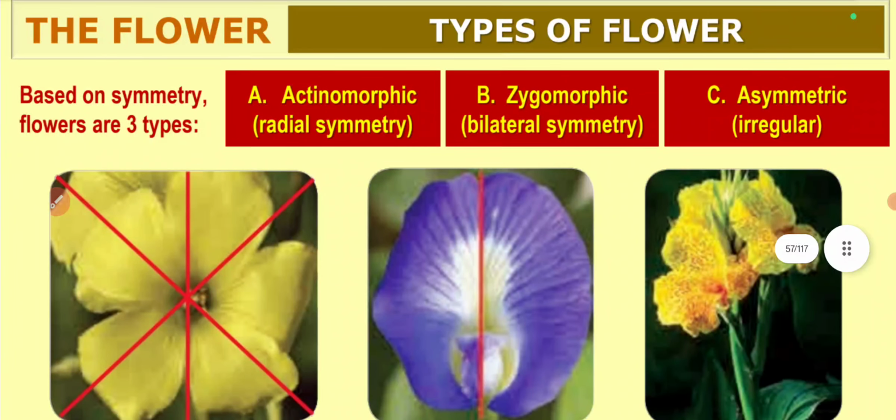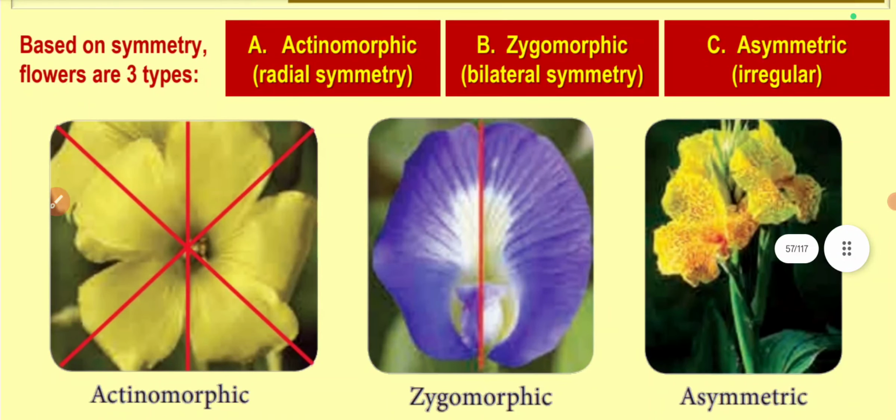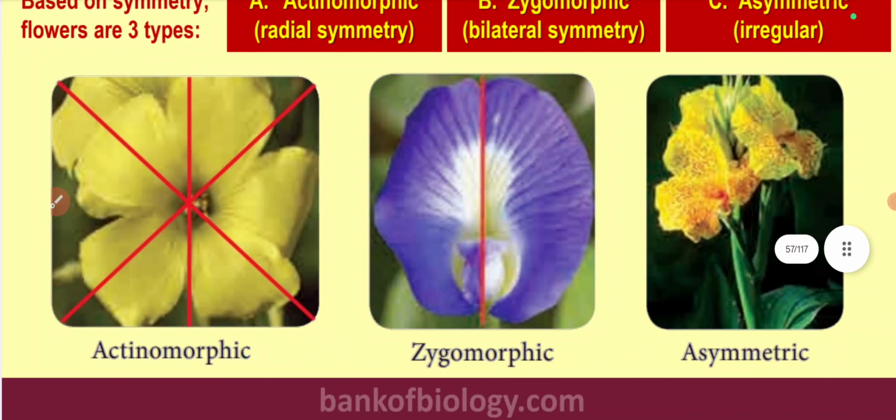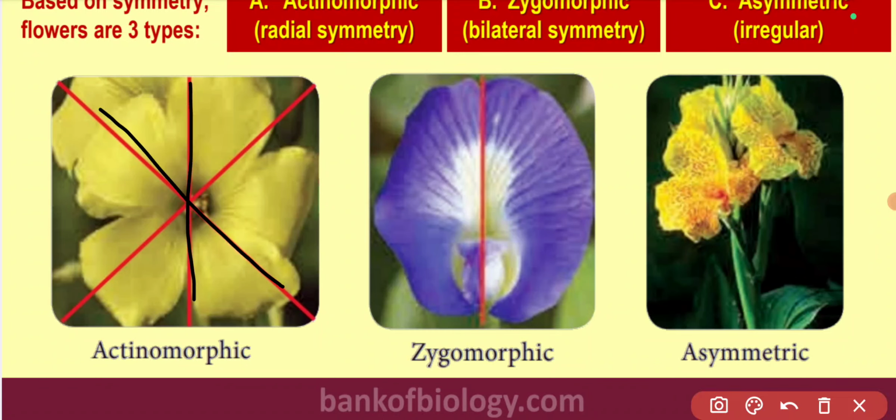Next, types of flower. Based on symmetry, flowers are 3 types: actinomorphic, radial symmetry; zygomorphic, bilateral symmetry; asymmetric or irregular. As you can see, actinomorphic or radial symmetry, you are all familiar with this term, radial symmetry in the animal kingdom. So here the actinomorphic flower, the new term used, actinomorphic. Here you can cut in any plane of the flower and you can easily get 2 equal parts of the flower. It is called radial symmetry.